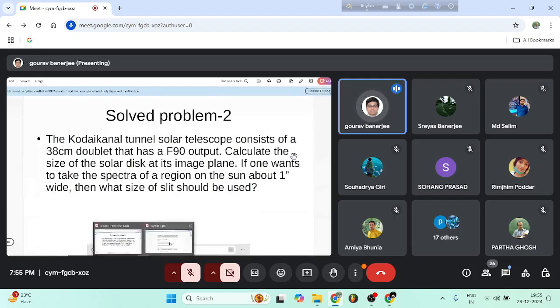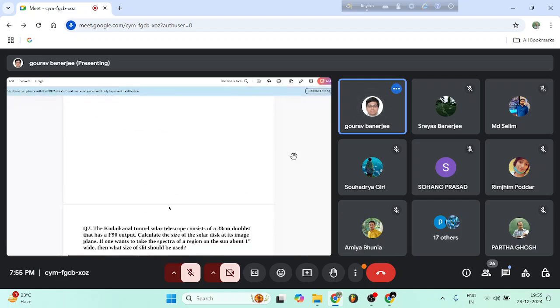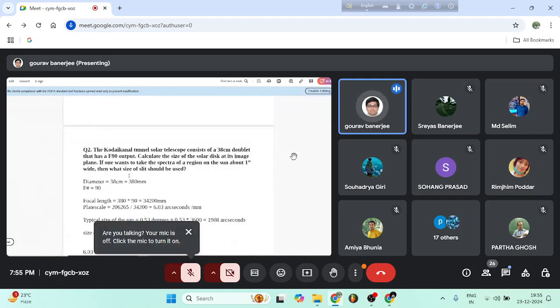Okay, so let me go to the other document. So we know the size of the main light gathering element. In this case, it's not a reflective telescope, it's a refractive telescope. So f number of f90, so it's a very slow telescope. And then what you do is you multiply the diameter with f90, so then you get the focal length.